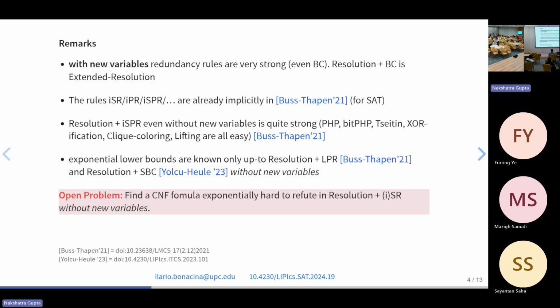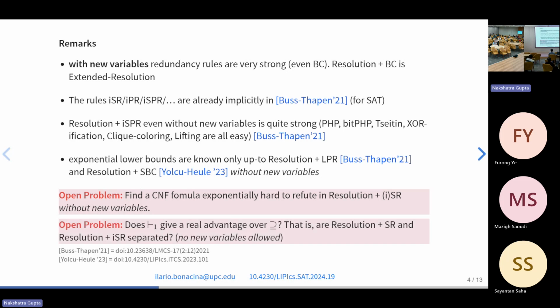More questions? Okay, a couple of open problems about this that I find interesting. The first one is: find a formula that is exponentially hard for resolution plus this symmetry reasoning. Of course, without new variables, otherwise I will be asking for a lower bound for extended Frege. And the other one is, since now we define the system with inclusion, and the usual ones are with unit propagation, does unit propagation really give an advantage over inclusion if, for instance, over SR you're allowed to use symmetries? These are two natural questions that arise from this framework.